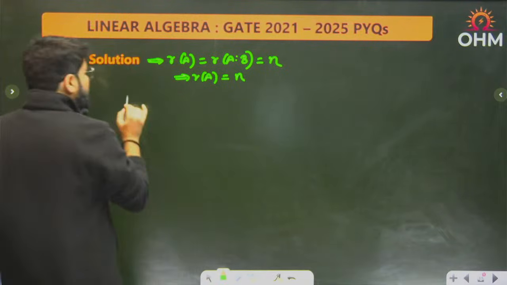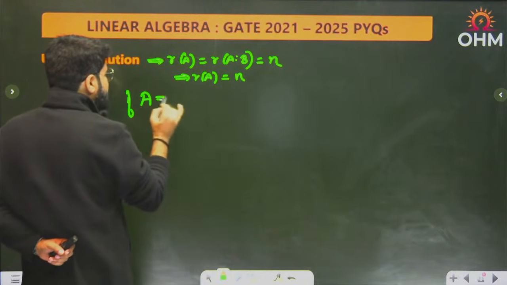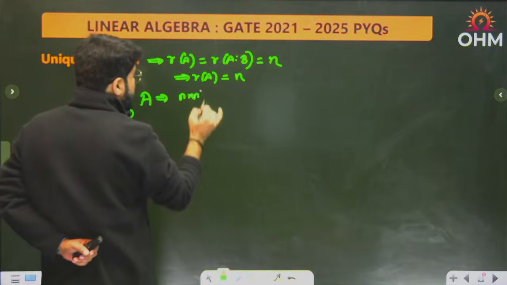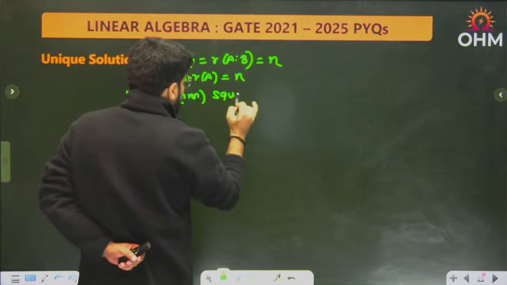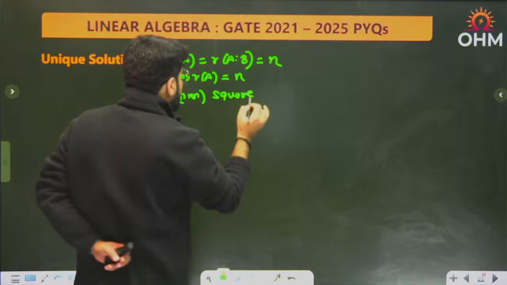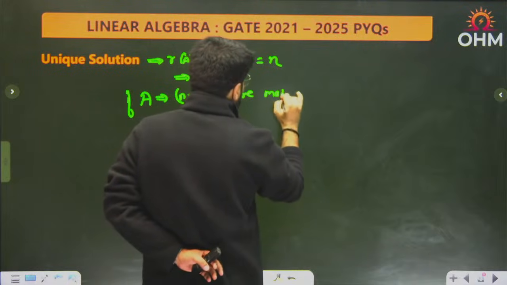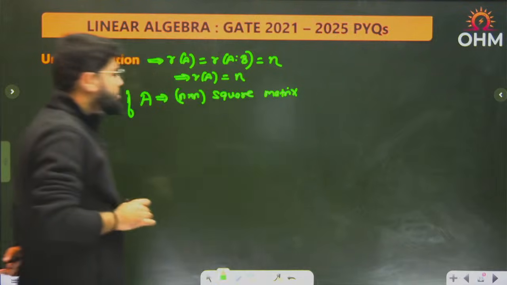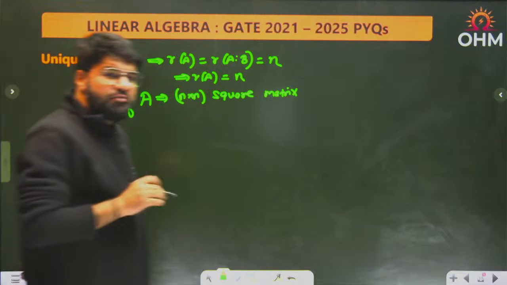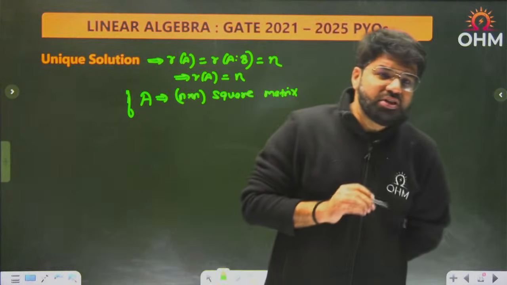Now what if A is a square matrix? See why I am telling you if it is a square matrix. See what will happen if it is not a square matrix.